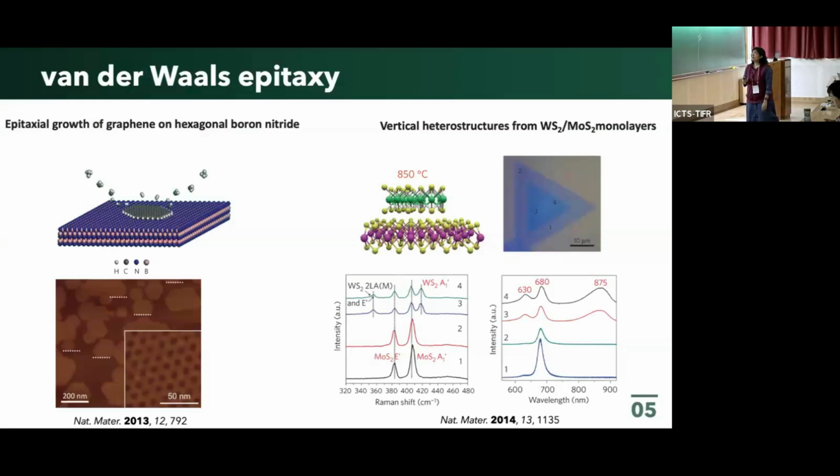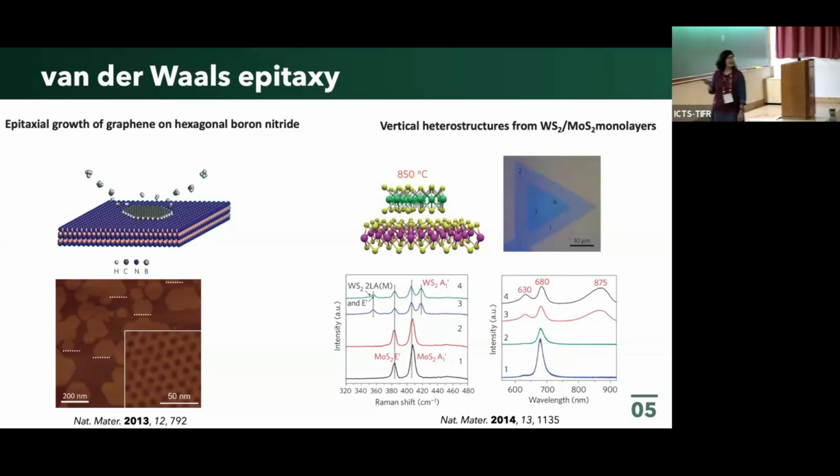So now I'm going to go more in detail about van der Waals epitaxy. This is the initial phase where people were trying to grow a lot of the 2D materials on top of different substrates. We start with the epitaxial growth of graphene on HBN. Once you grow graphene on HBN, you can see that the edges of the crystals have good alignment.